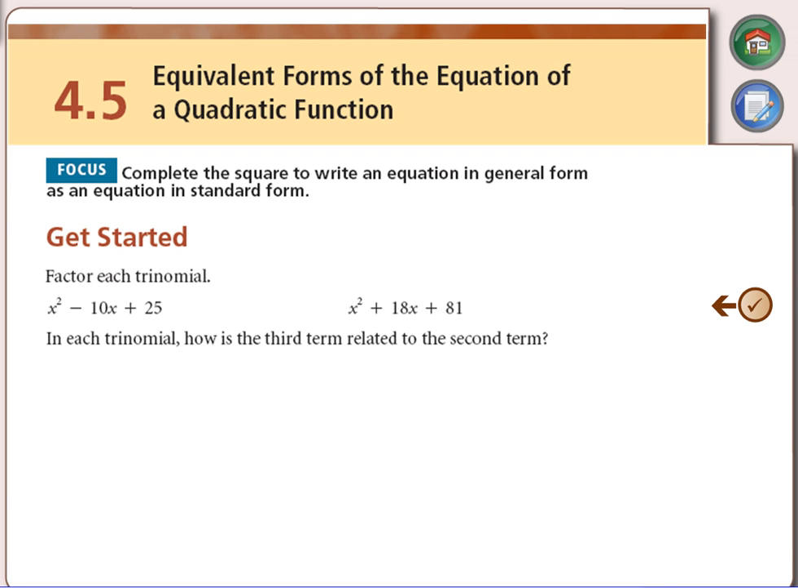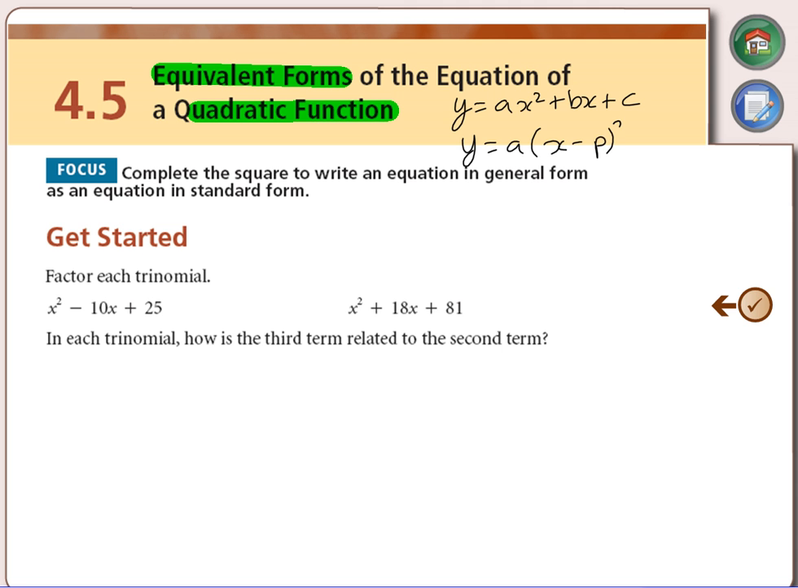Alrighty, let's get going on 4.5. We're now going to be looking at equivalent forms of our quadratic functions. So we're going to be taking it from one form into the other form. The two forms we've looked at so far are y equals ax squared plus bx plus c and y equals a bracket x minus p squared plus q.